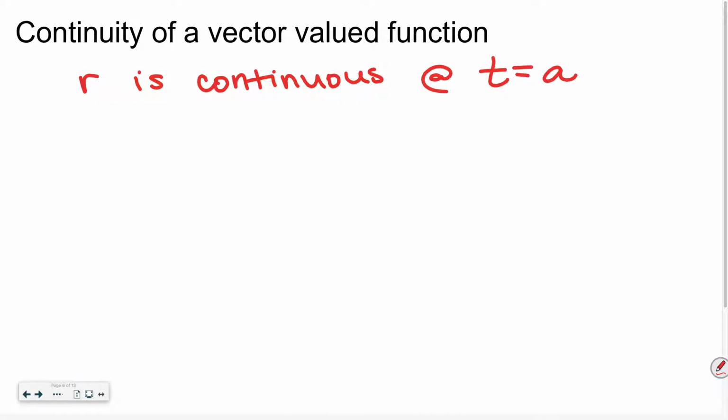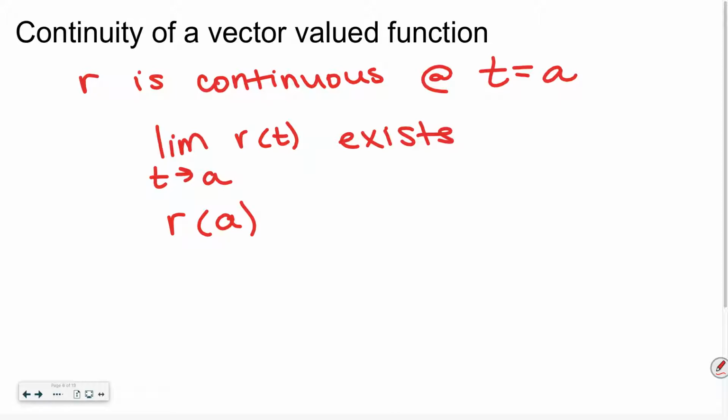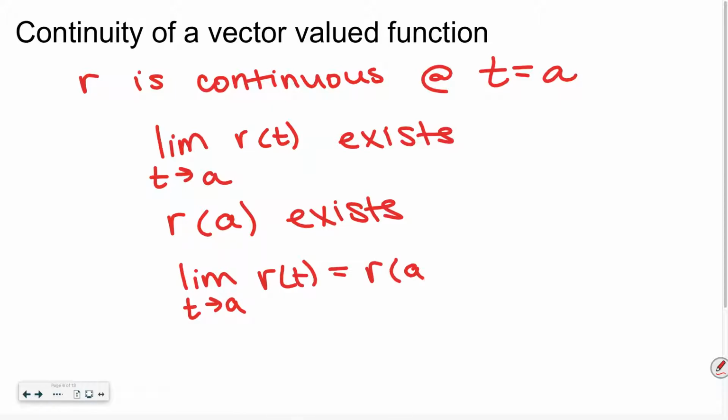Okay, so if we want our function r to be continuous at a, then the limit as t approaches a needs to exist. The function value at a needs to exist. And they need to equal each other.